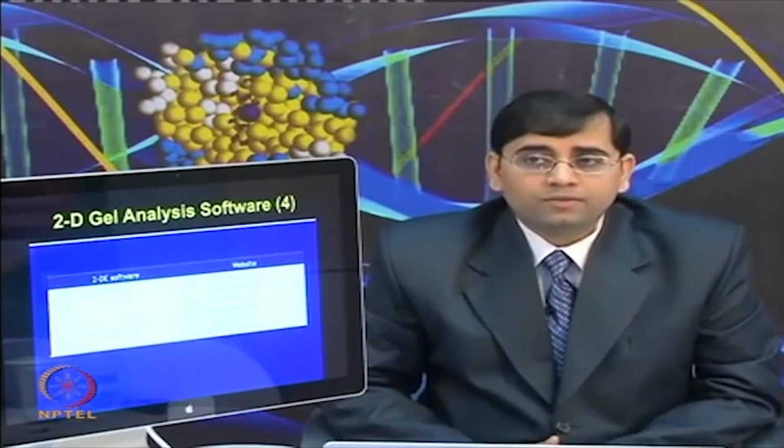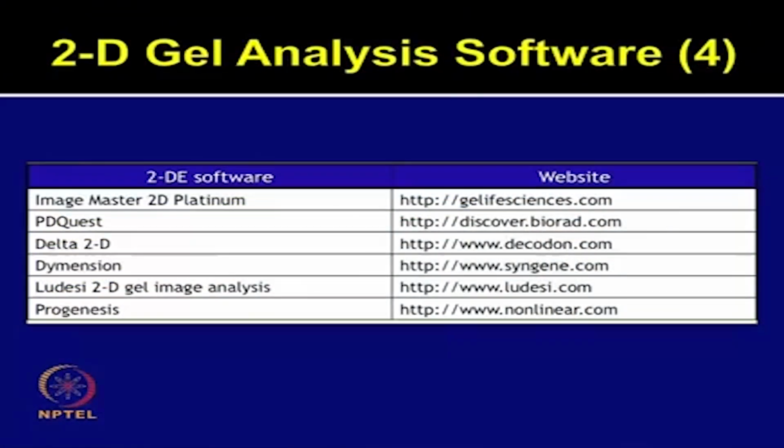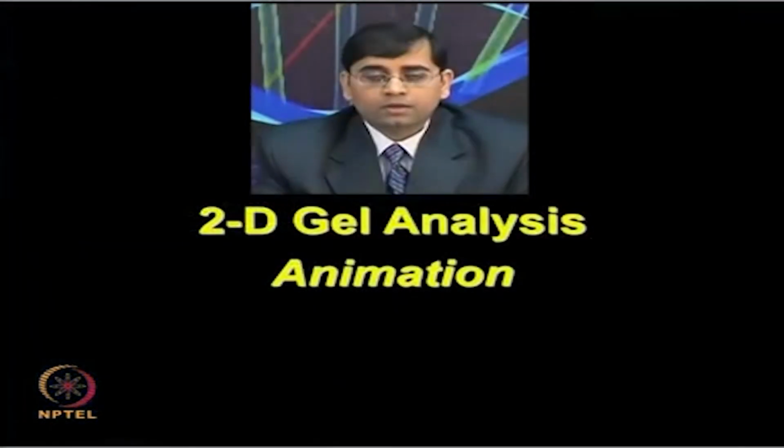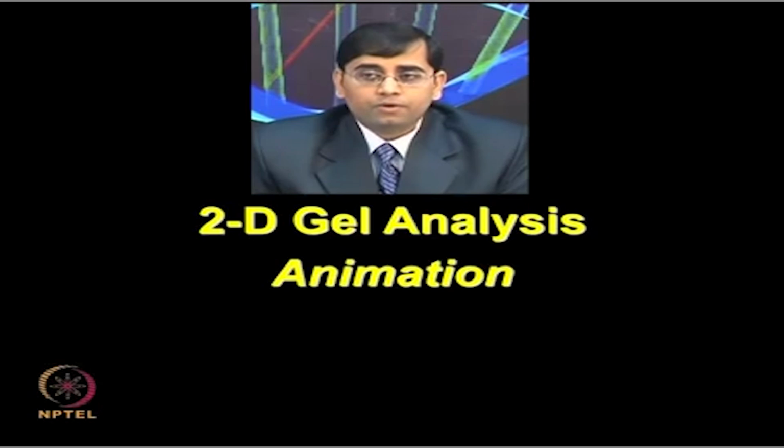There are various commercial softwares available for comparing the 2D gels, such as Image Master 2D Platinum from GE Life Sciences, PDQuest from Biorad, Delta 2D from Decodon, Dimension from Syngene, Ludici 2D gel image analysis software, and Progenesis from Nonlinear. These are just a very few of the software I have mentioned. These are very commonly used, but there are many other good software also available which one can use to analyze these gels. Now, let me show you this animation for performing two-dimensional gel analysis, how to go step by step to analyze your gels.